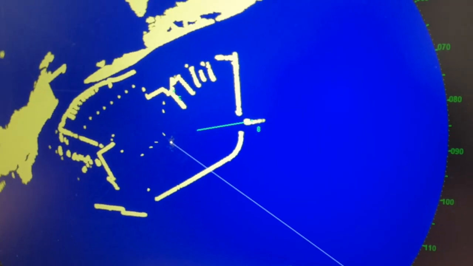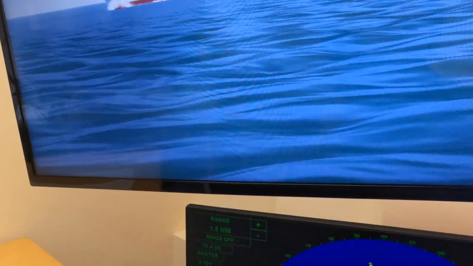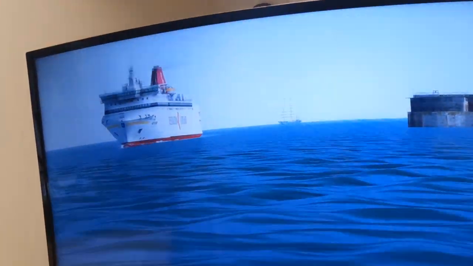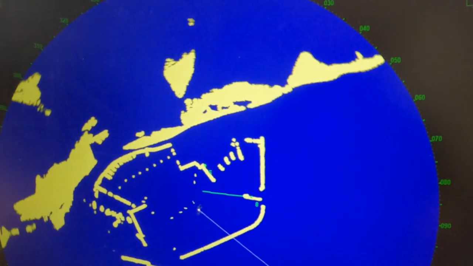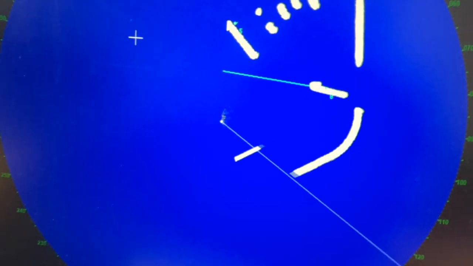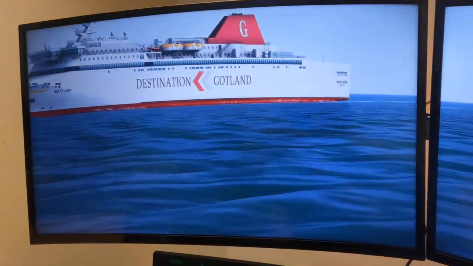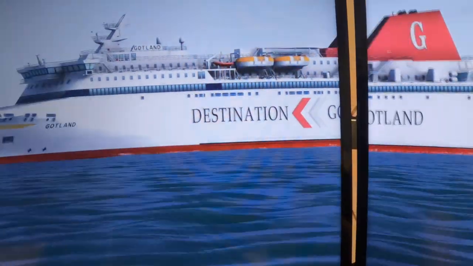So there she is, just coming through the entrance. And if we look out, we'll see her come through. Okay. And here she is through the entrance, and we can see on the radar that she's through the entrance and she's altering course to berth. Just zoom in on the short pulse, good definition. And we can see her quite clearly now coming into the harbour.